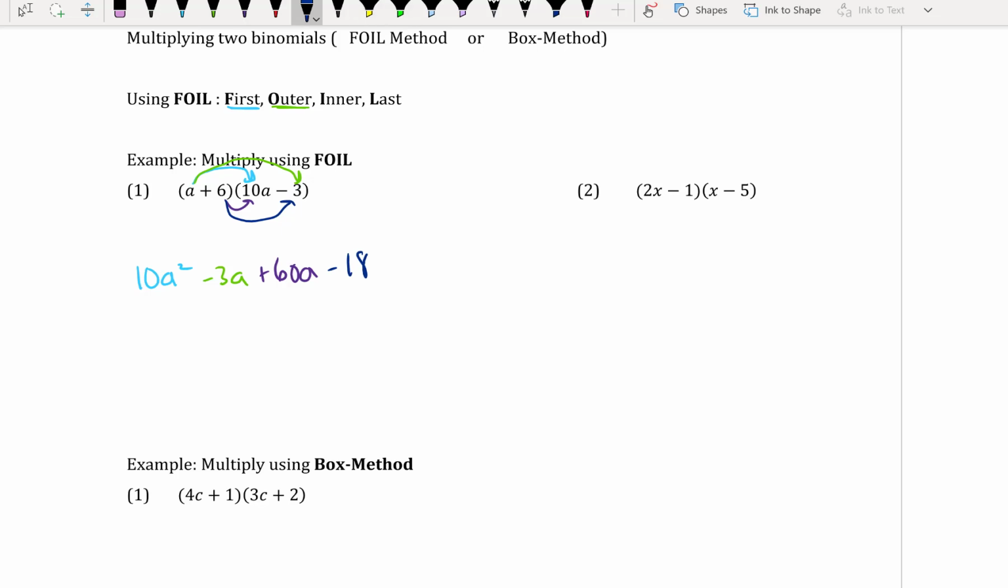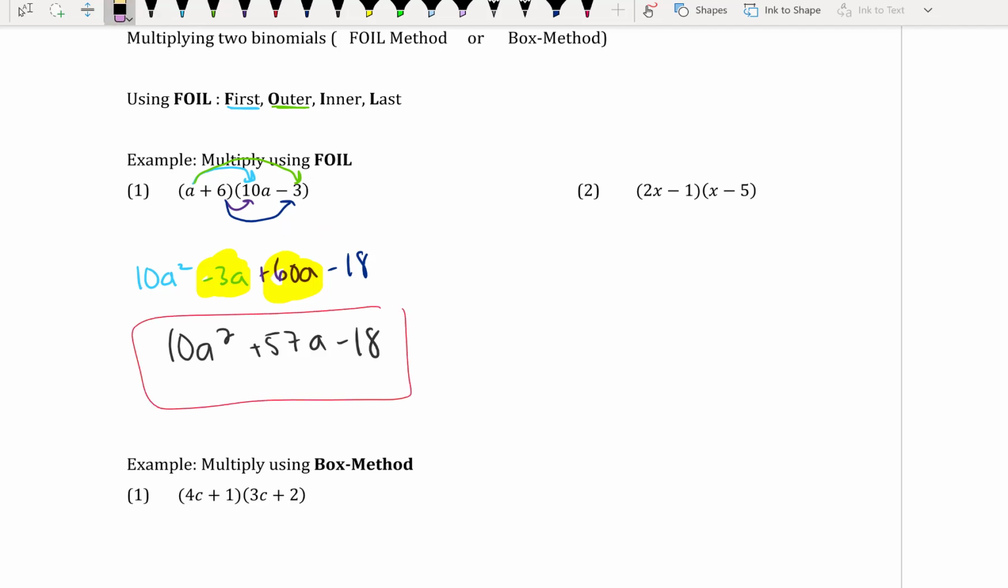So now I know that I can combine these two middle terms in here. So I have my 10a squared, negative 3a, plus my 60a, which is going to give me a positive 57a minus 18 as my final answer.